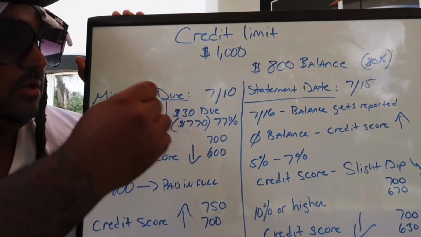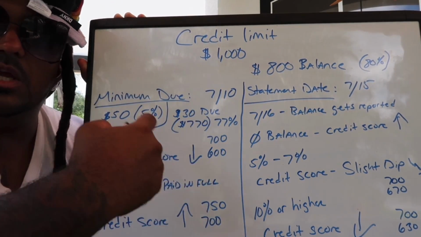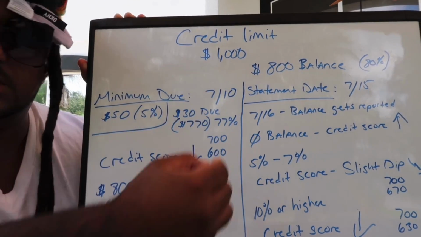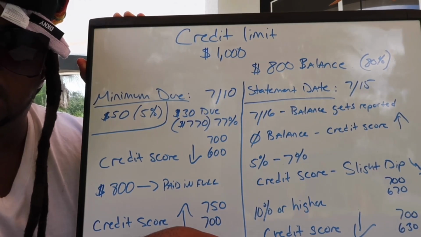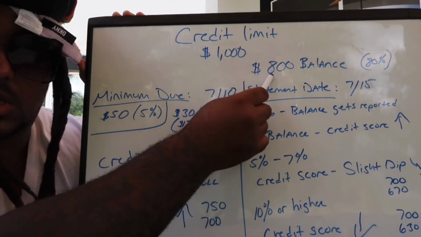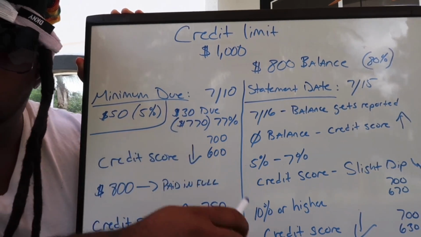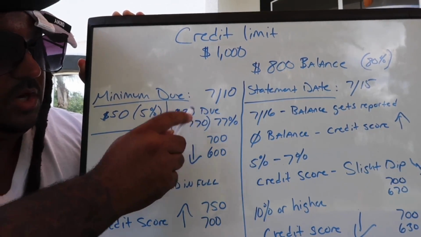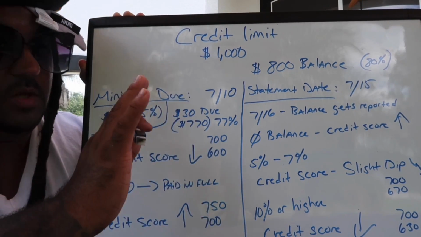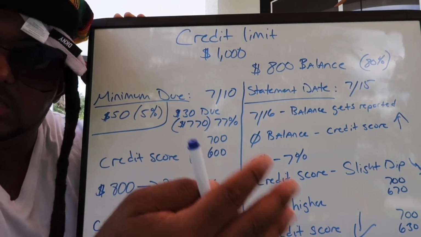The first one I want to talk about is your minimum due date, because that one comes first. Let's say in this example your minimum due date is 7/10. July 10th is when the minimum payment is due on that credit card. With the $800 balance, remember, the minimum due is $30. On the 10th, $30 is due. Let's just say you make the $30 payment. Normal people just make that $30 payment.